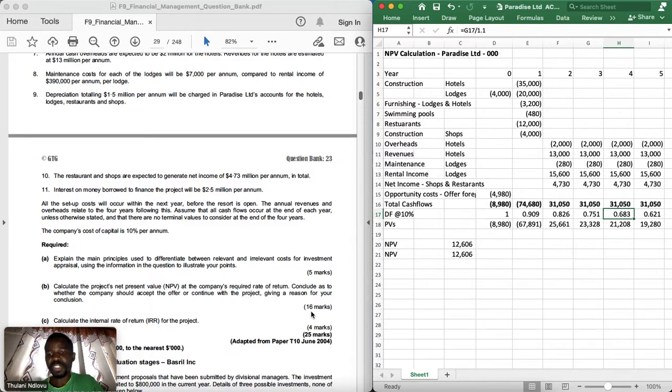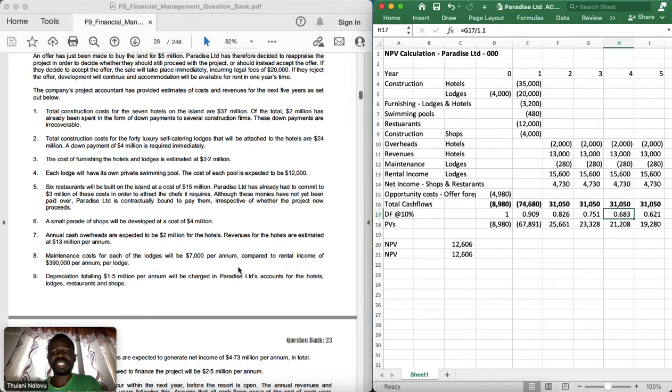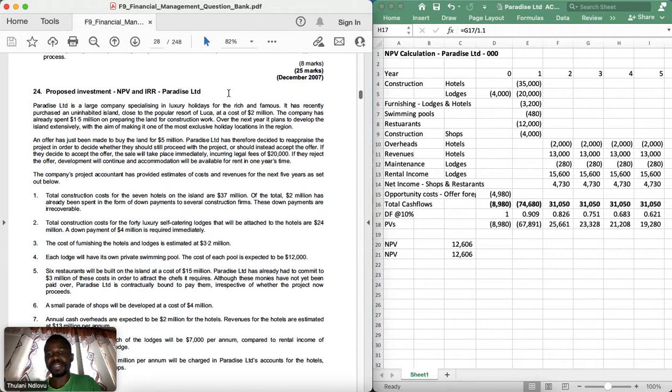So let's briefly talk about Part A. Part A is saying explain the main principles used to differentiate between relevant and irrelevant cash flows for the investment appraisal, using the information in the question to illustrate your points. So the irrelevant cash flows are the cash flows that are not relevant for decision making, that we will not use when computing the NPV and deciding whether to go ahead with the project or offer the land for 5 million.